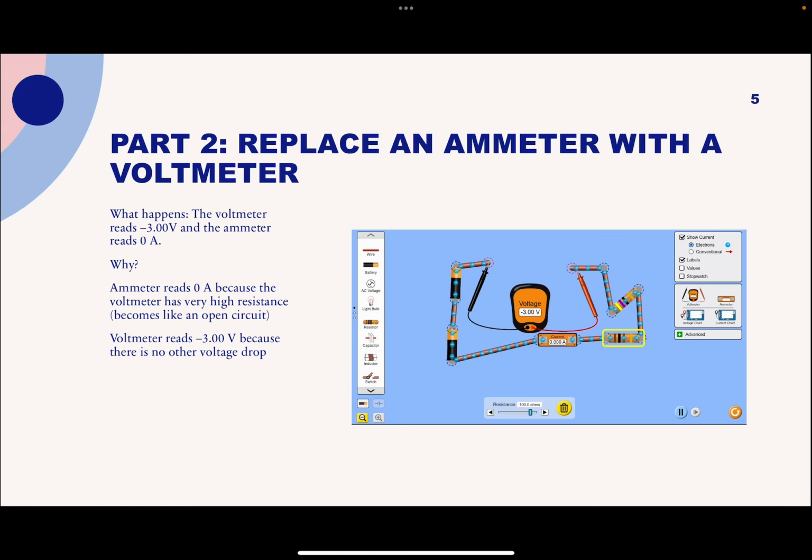Part 2, we replace an ammeter with a voltmeter. What happens? The voltmeter reads negative 3 volts and the ammeter reads 0 amps. The ammeter reads 0 amps because the voltmeter has very high resistance, so it becomes like an open circuit. The voltmeter reads negative 3 because there's no other voltage drop.